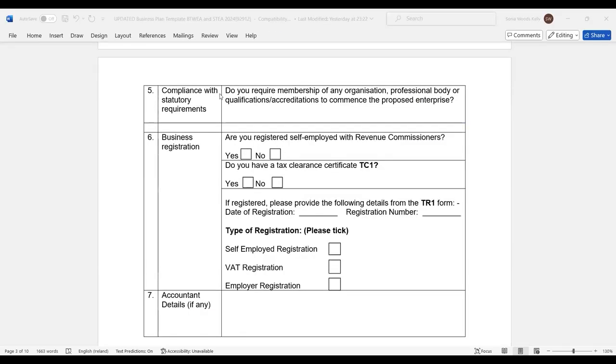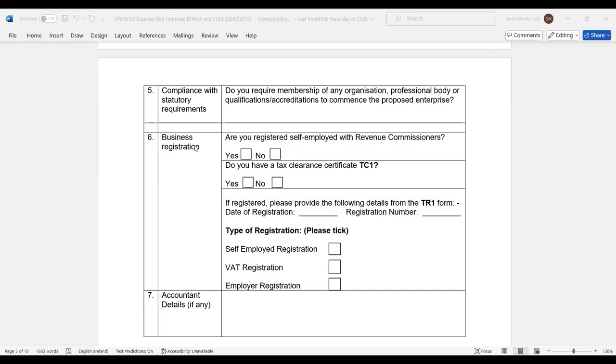The next section asks, is there any compliance with statutory requirements required for your business plan? So do you require membership of an organization, of any professional body, or have to have any special qualifications to commence your new business? If the answer to this is yes, list what the requirements are and whether you have them or not at this stage. And if you don't have them, what are your plans about acquiring them?